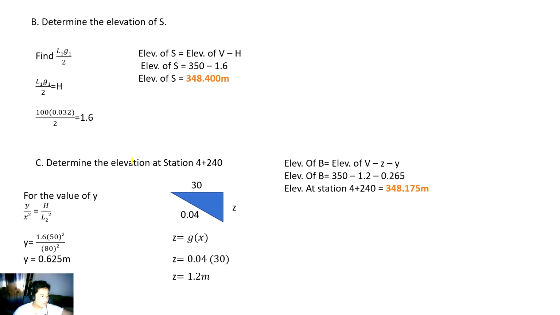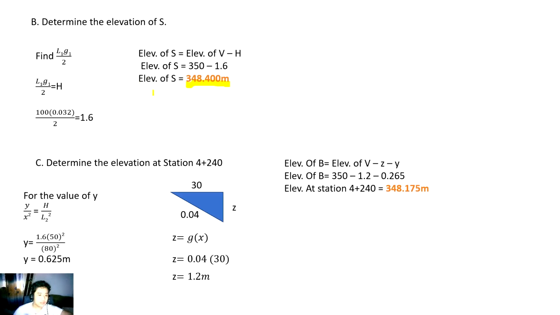So, dahil doon, ang magiging process natin is elevation of S equals elevation of V minus H. So, para ma-determine natin yung elevation ng lowest point natin, ima-minus lang natin yung elevation of vertex sa H. So, having that, we're just going to substitute 350 minus 1.6 equals 348.400 meters. So, yan na yung elevation of S natin.